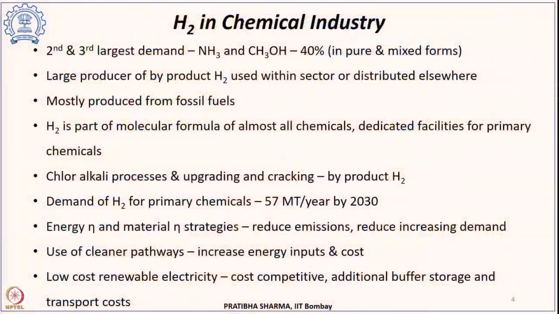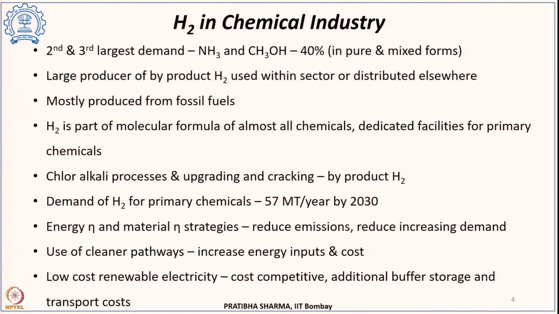The two major industries where we can get byproduct hydrogen are the chloralkali industry, and where we are upgrading or cracking high value chemicals. Both these processes, the chloralkali process and the upgrading and cracking of high value chemicals, give byproduct hydrogen. If we see the demand of hydrogen in the chemical industry, it will also grow and become 57 million tons per year by 2030.